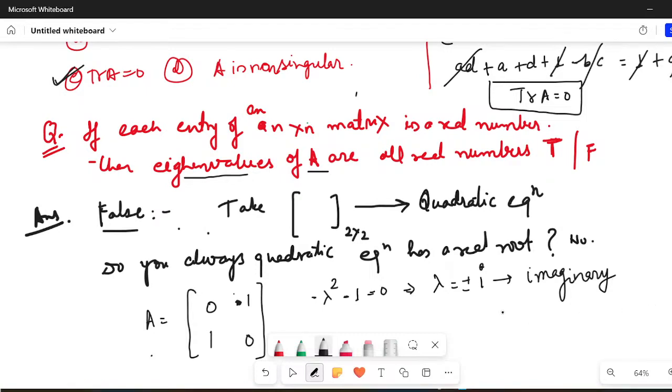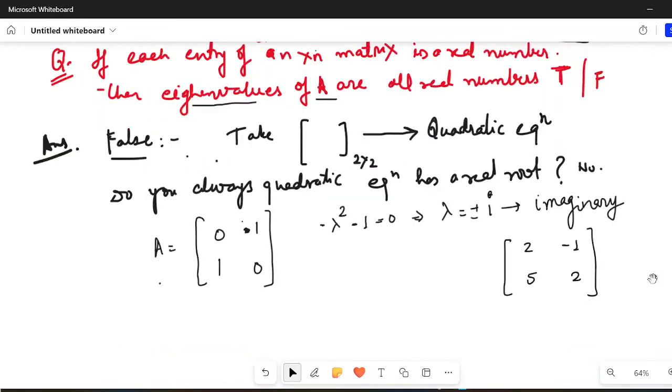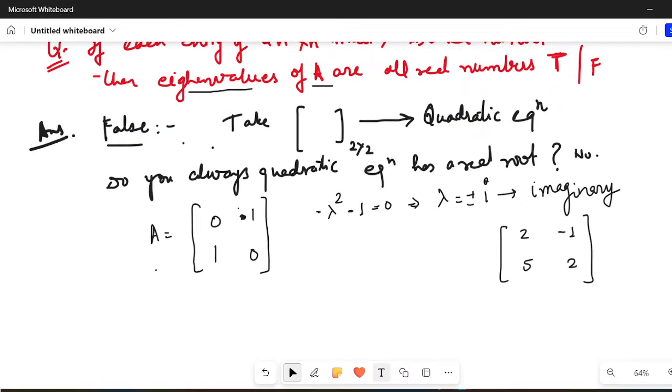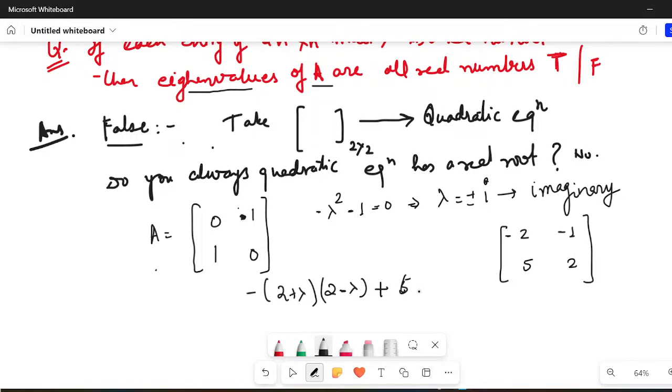Another example you can take, let's say 2, minus 1, 5 and 2. You'll be able to find the eigenvalues. This has been strategically created because the 2, 2 entries will give you 2 minus lambda whole squared. I think I should take minus 2 here, only then it will matter. So this will be 2 minus lambda into minus 2 minus lambda, and then plus a 5, equals 0.